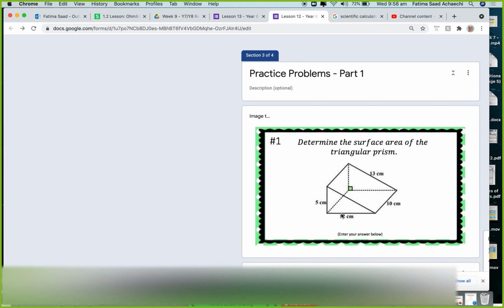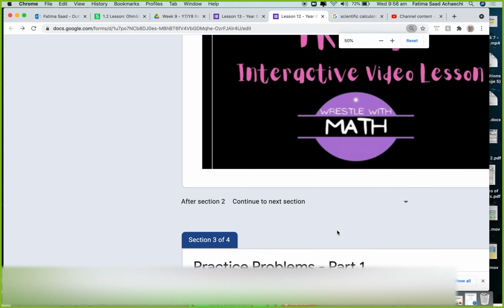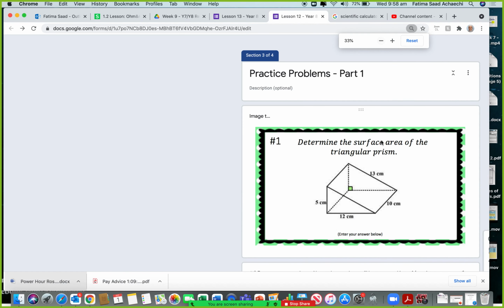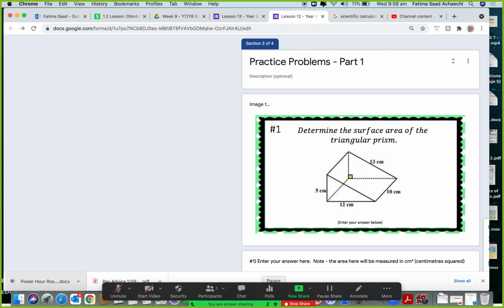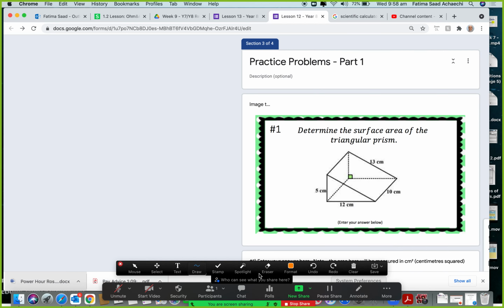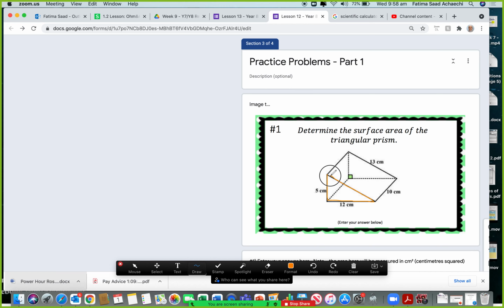Okay, so the first step is we're going to find the area of these two triangles, and they're both exactly the same. So if we find the one at the front, it will be very easy to find the one that's at the back. So I'm just going to go in and highlight that in orange so we know that our working out in orange relates to the triangles. This is a right angled triangle, by the way.